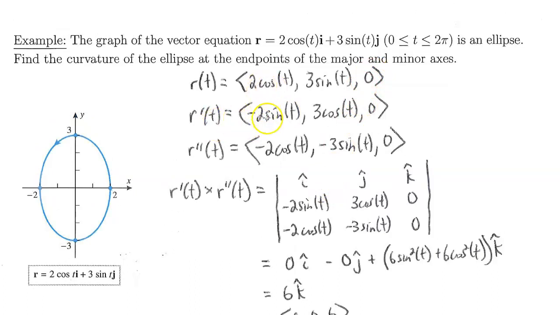Now for r prime, we just take derivatives. So we get negative 2 sine t, 3 cosine t, 0. And then for r double prime, we take another derivative, and this is what we end up with. If we do the cross product of r prime with r double prime, we write this matrix with i, j, and k, and we put r prime right here in the second row: negative 2 sine t, 3 cosine t, 0. And we put r double prime down here: negative 2 cosine t, negative 3 sine t, 0.